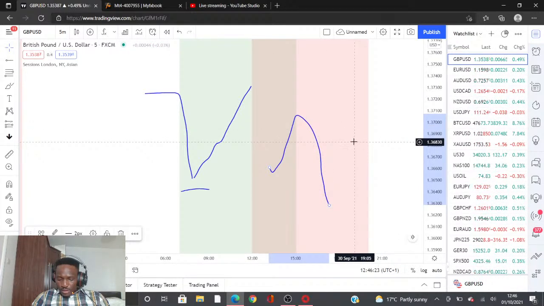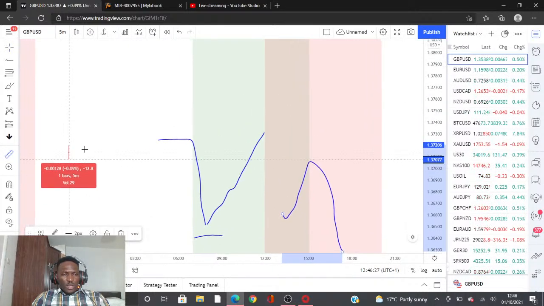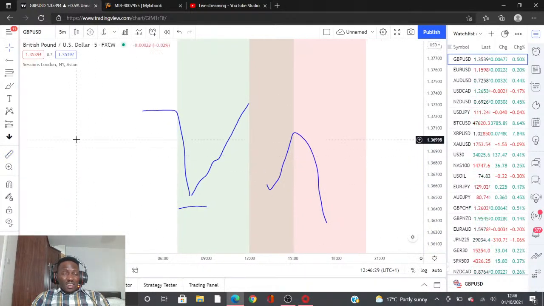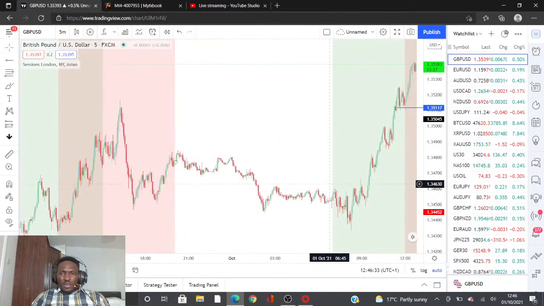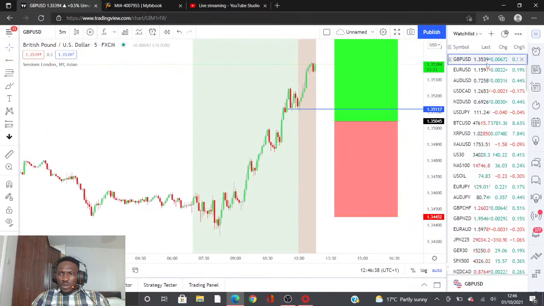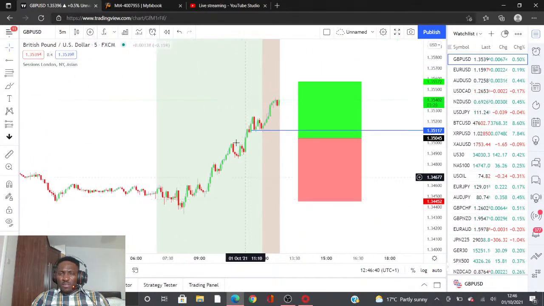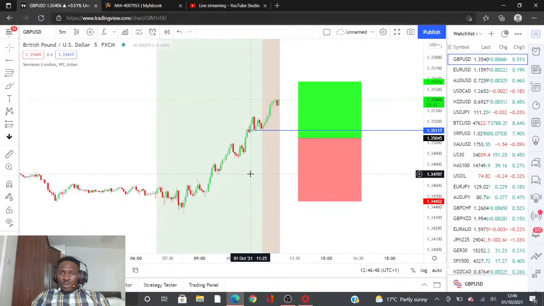You can use ATR to find the range, but I just use a tool here called the ruler. I use that to find the ATR because it doesn't cost me anything. But anyway, let's see what's going on with the trade. I'm not even paying attention to the trade because I told you guys this is just going to keep going up for the rest of the day. Okay, 26 pips. It's just going to keep going up for the rest of the day.